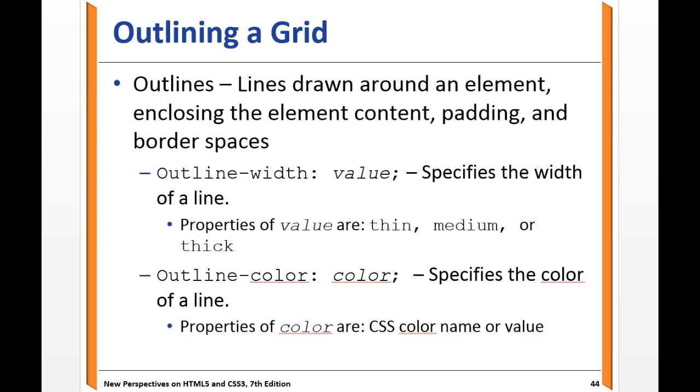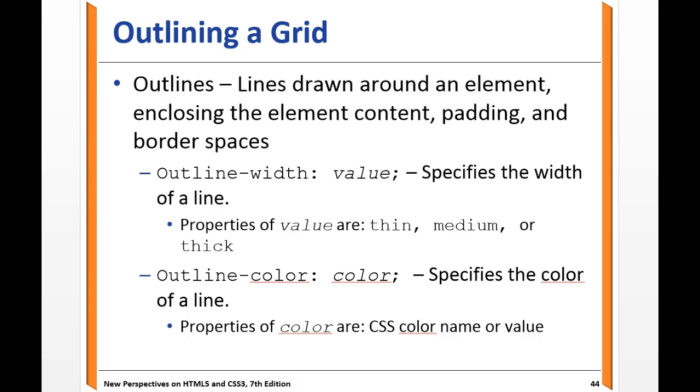Outlines are simply lines drawn around an element, enclosing the element content, padding, and border spaces. So for outline width, you can specify the width of a line, and the values could be thin, medium, or thick.